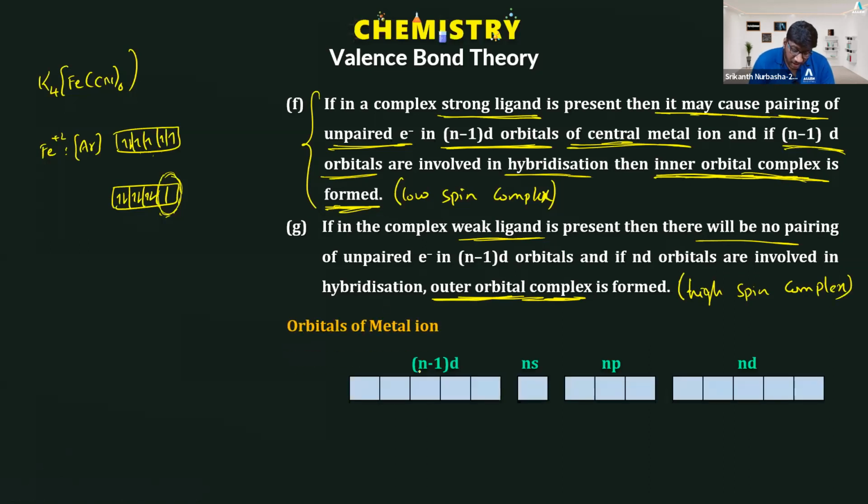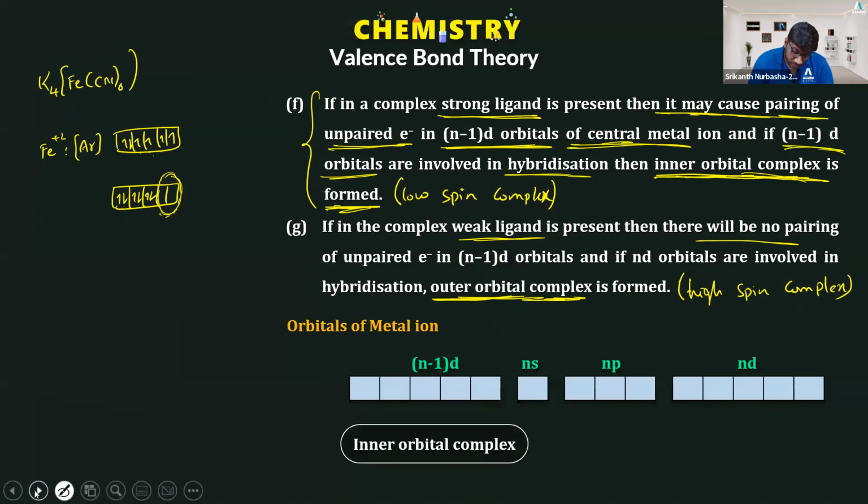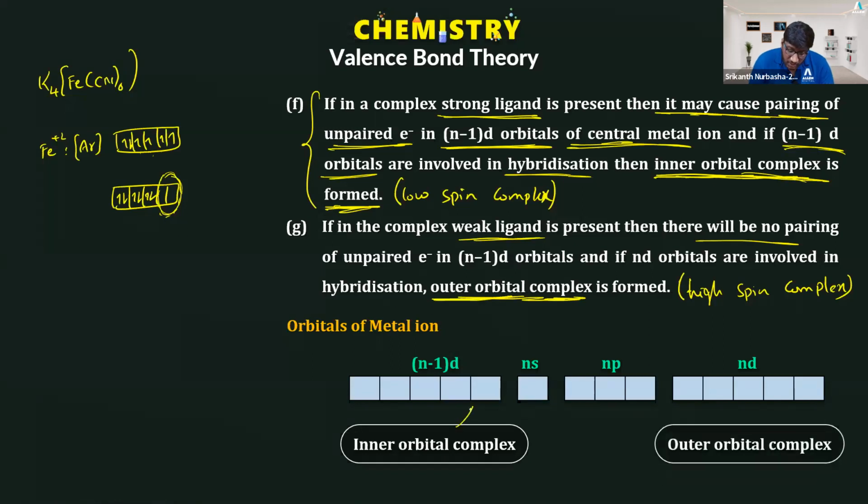The orbitals of the metal ion are n-1 d, ns, np, and nd. An inner orbital complex uses these inner n-1 d electrons. An outer orbital complex uses these outer nd orbitals. Inner orbitals means inner d orbitals are used. Outer orbitals means outer d orbitals are used.